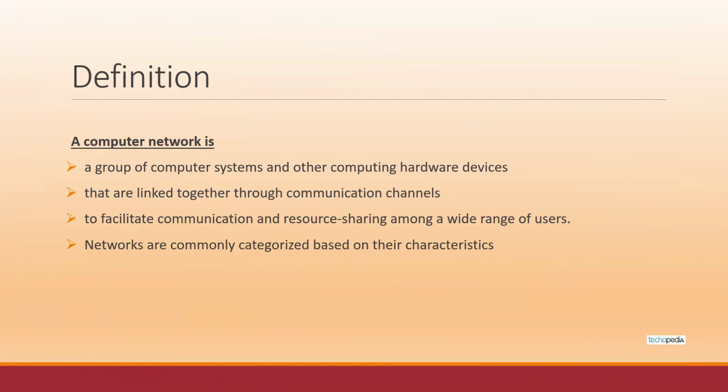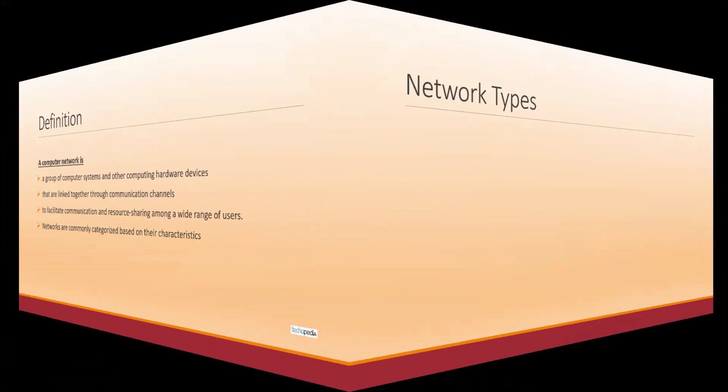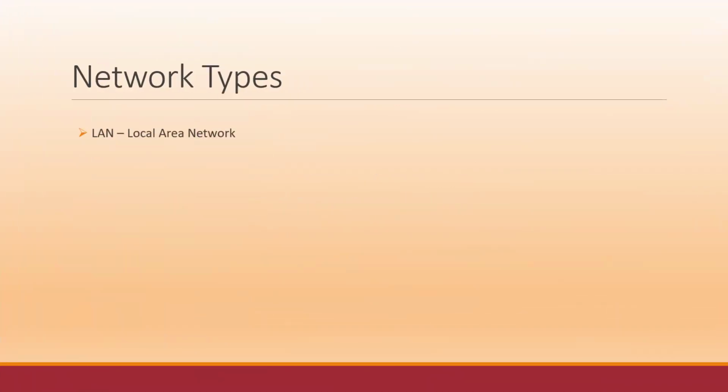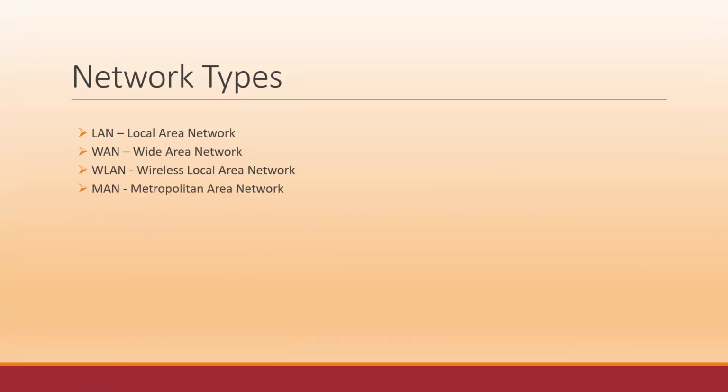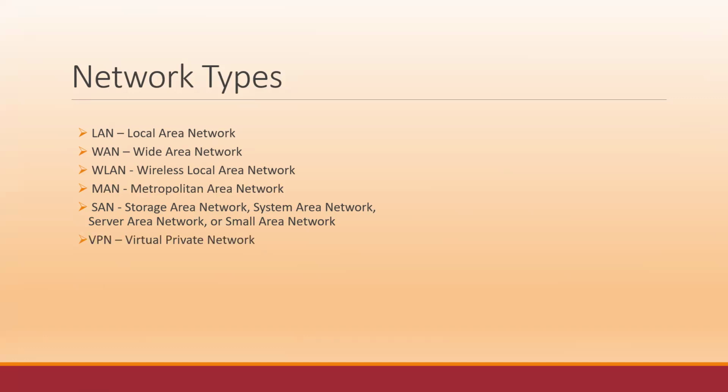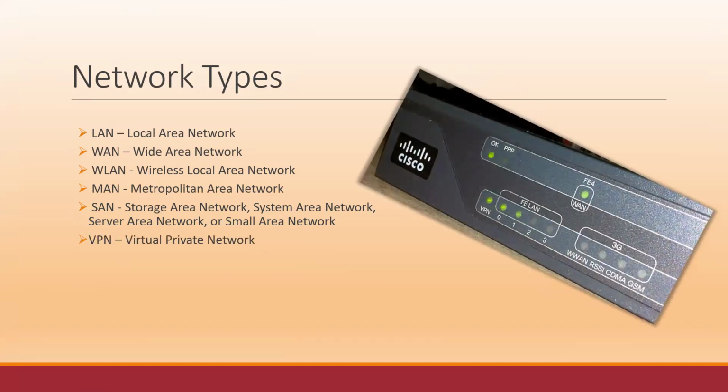Networks are commonly categorized based on their characteristics. Network types, we're going to look at the local area network, wide area network, wireless local area network, metropolitan area network, SAN, which has different acronyms: storage area network, system area network, server area network, or small area, pretty much the same thing, different name. And virtual private network, VPN.